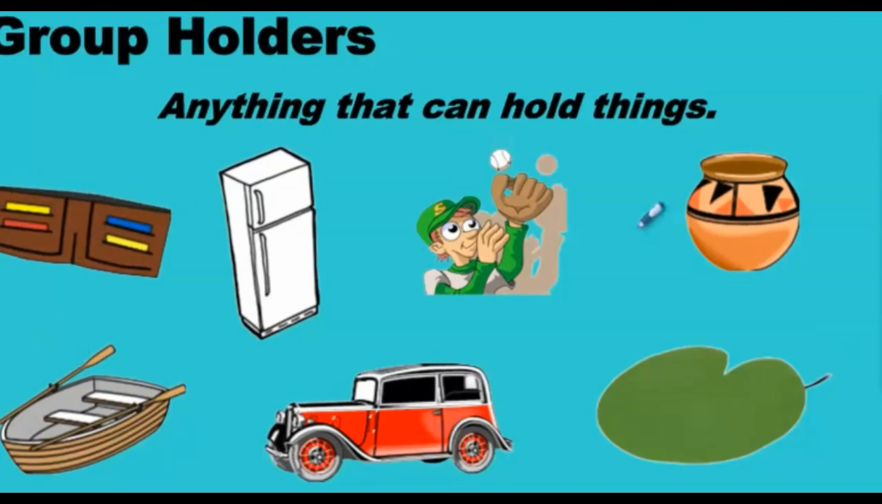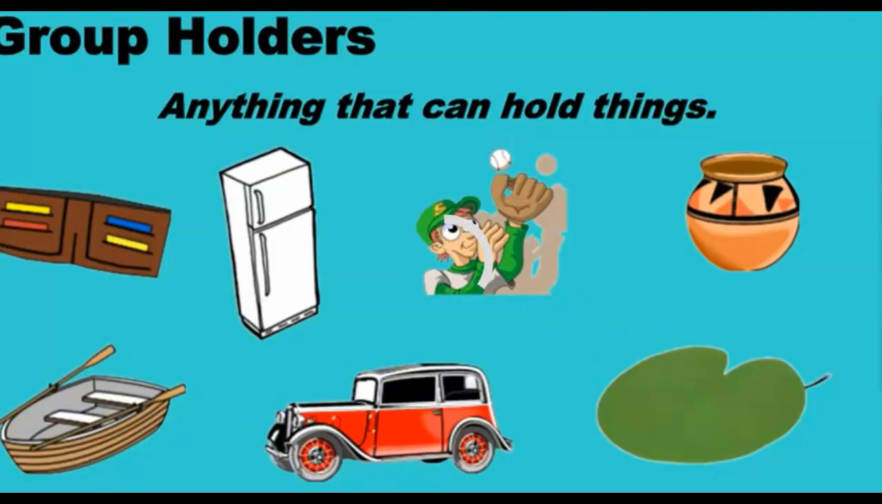We have 7 examples here. We've got 7 pictures. We've got wallets. They hold things like money and coins. We got refrigerators. We got a baseball glove or a hand. We can hold things that way. We can hold things in pots. We can hold things on lily pads like insects and frogs and things like that. We have cars can hold people. We got boats can hold things like people. And these are examples of group holders.